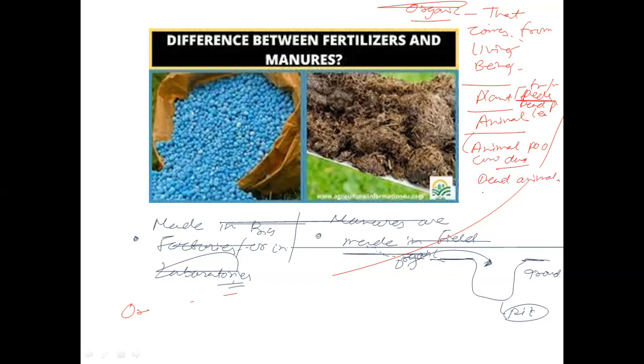So when we have these organic materials, we dig a pit and put all this organic waste in it, like fruit peels, vegetable peels, animal poo like cow dung or any other dead animals. We cover it and leave it for a month, or in some cases for only a few weeks.